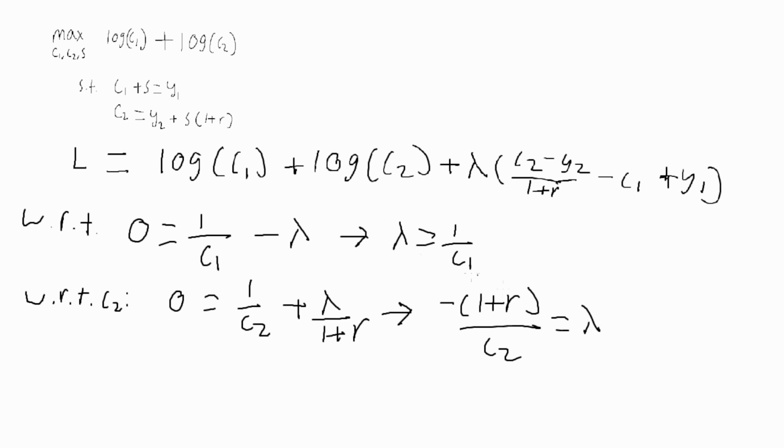And now we can equate these equations to get our Bond-Euler equation, which will look like this. Just combining these two equations, and now this is the Bond-Euler equation we were looking for. So as you can see, it describes the intertemporal trade-off between consumptions in period 1 and period 2.